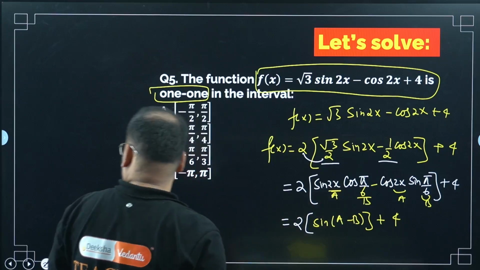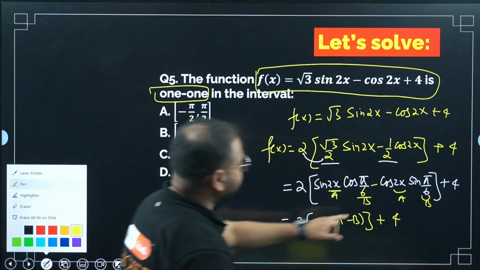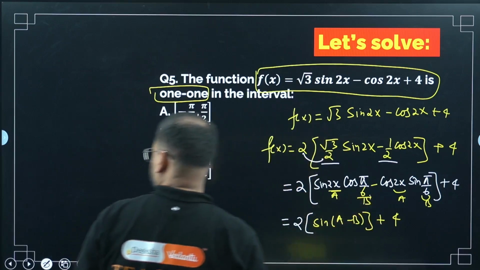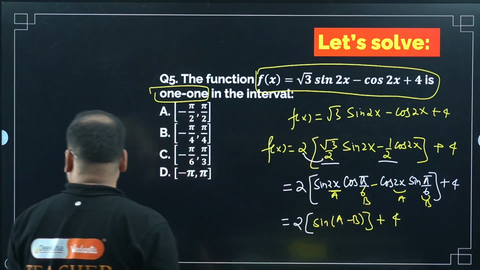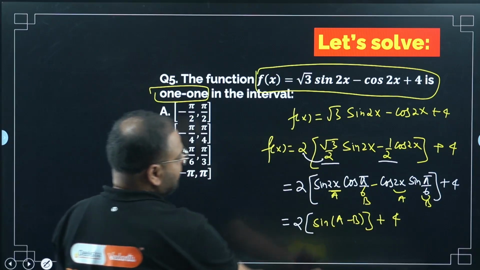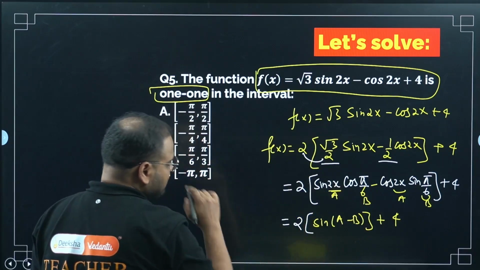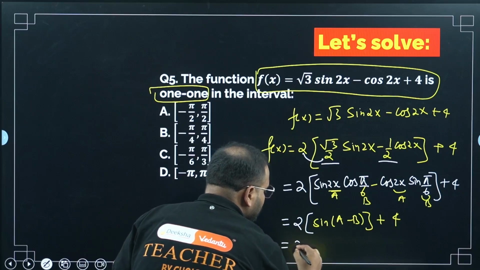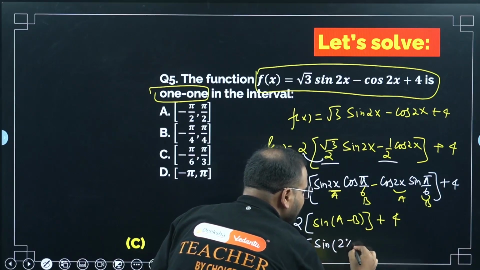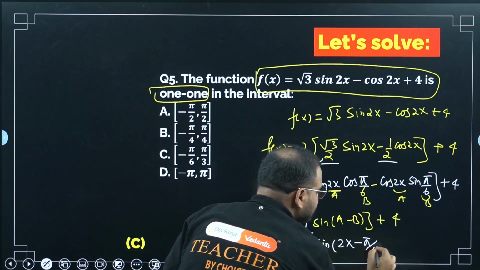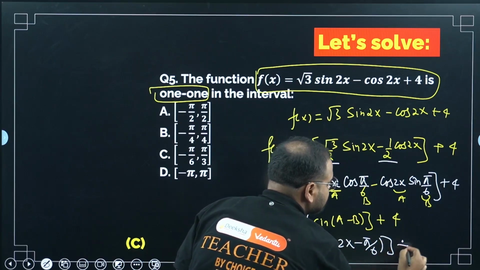2x minus pi by 6, isn't it? 2x minus pi by 6, sir. Why, sir? Why 2x minus pi by 6? Because 2x is my a and pi by 6 is my b. I can write this as 2 times sine of (2x minus pi by 6) plus 4.